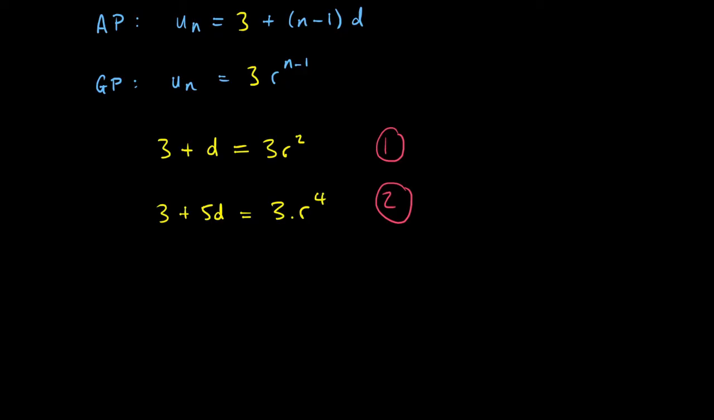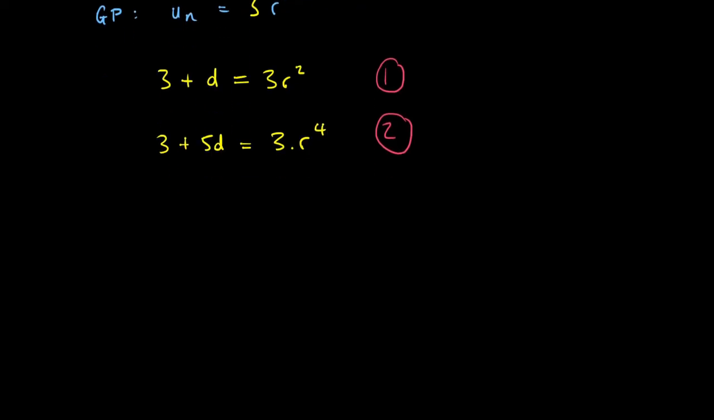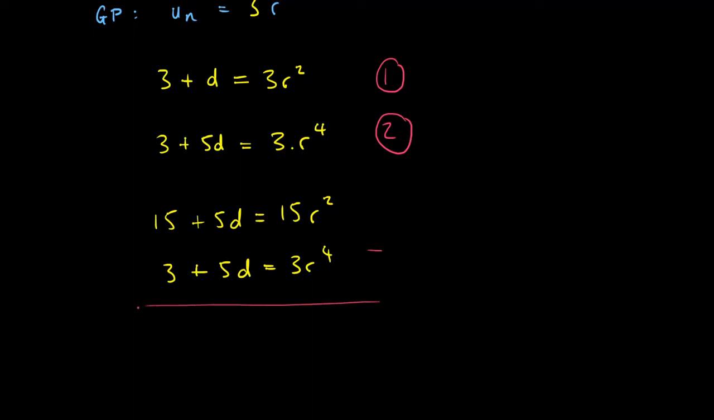Let's do elimination. And I think probably the best way to do it is to take the first equation and multiply it by 5, so we can eliminate the d. So let's do that. 15 plus 5d is equal to 15r squared. And we've got 3 plus 5d is equal to 3r to the power of 4. And then we're going to subtract one equation from the other. So we do a subtraction like that.